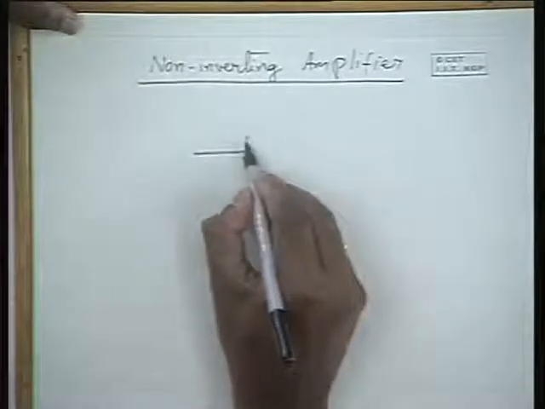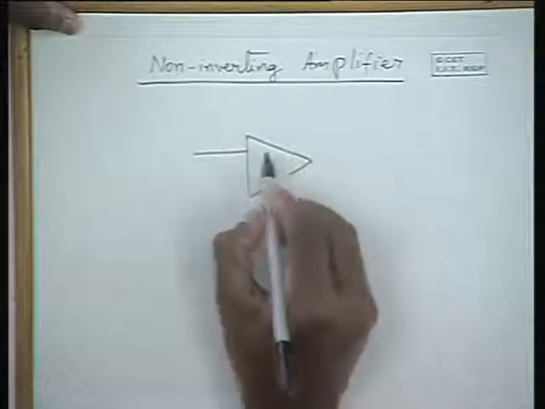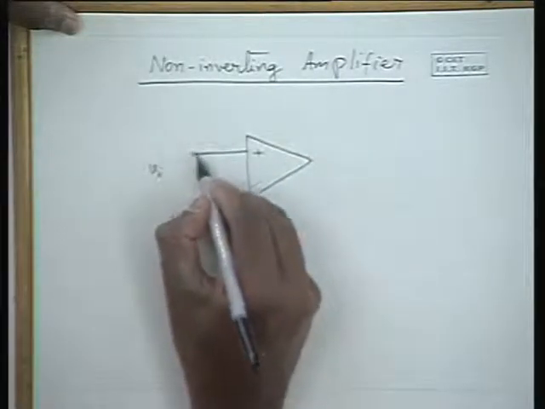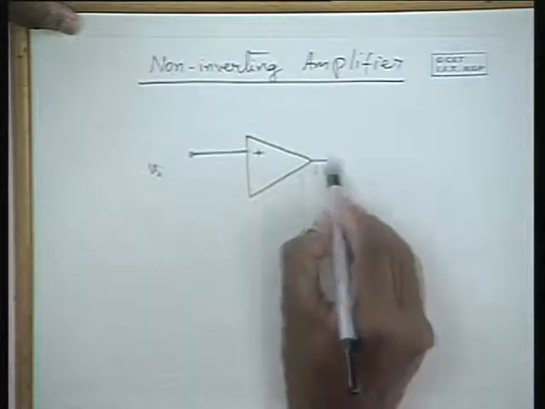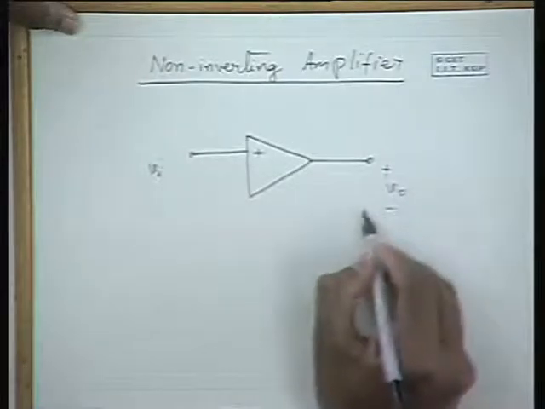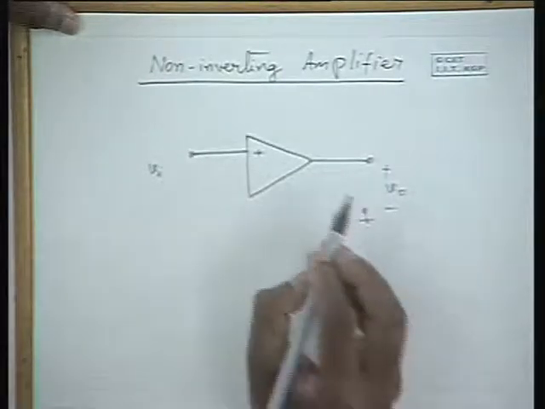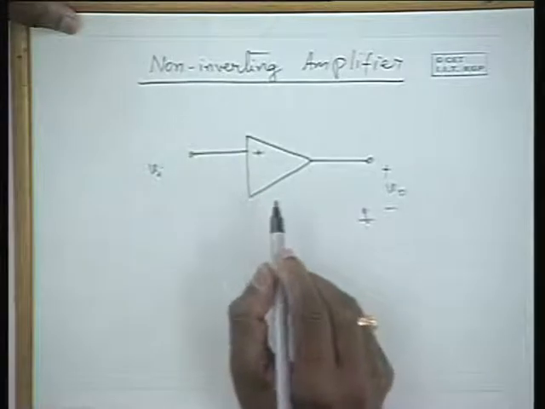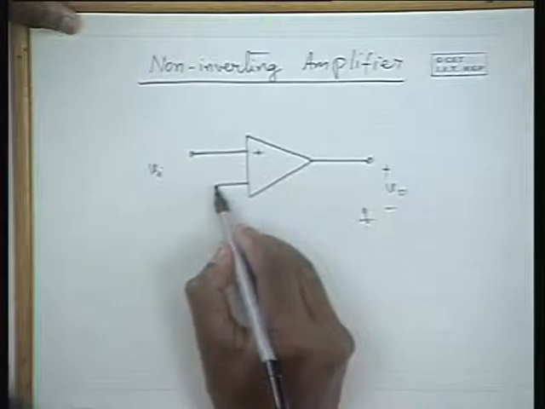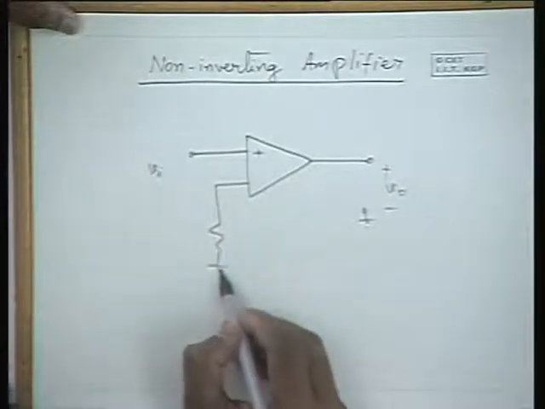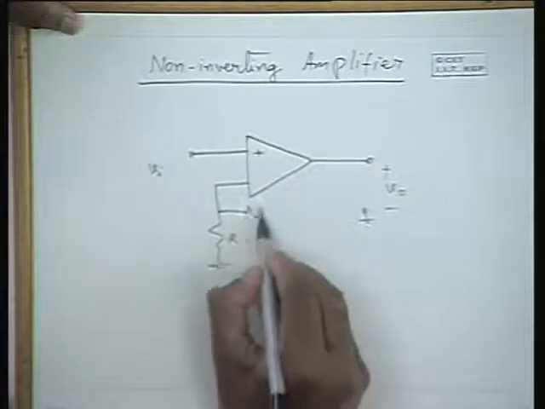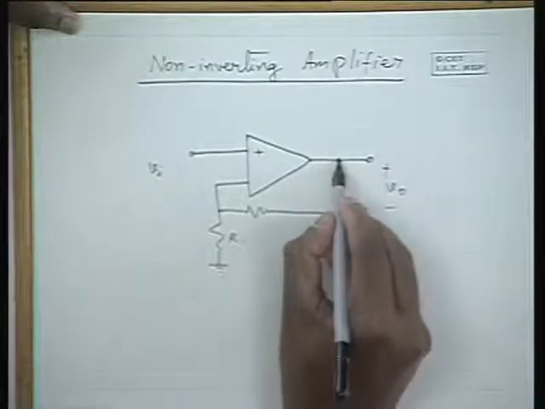So this is the circuit diagram of a non-inverting amplifier. Naturally, we apply the input signal to the non-inverting terminal, and we take the output from the output terminal, and the feedback is negative because we want stable amplification. Hence, the feedback voltage is applied to the negative terminal.